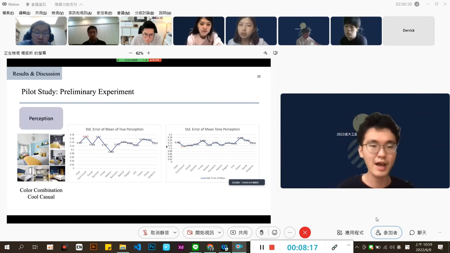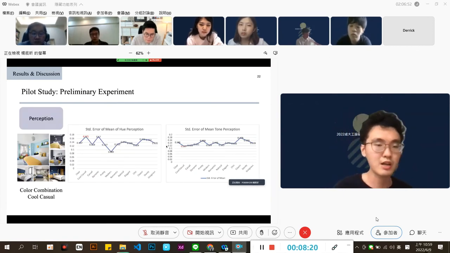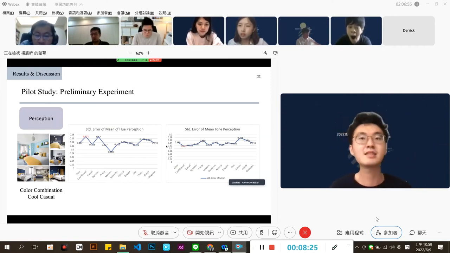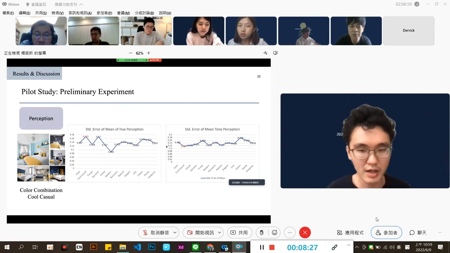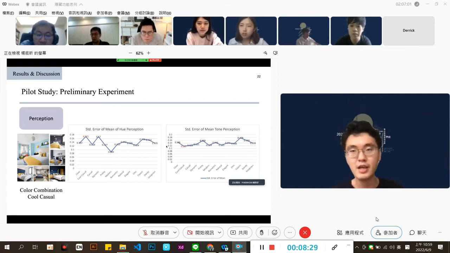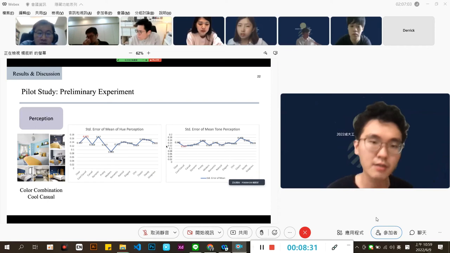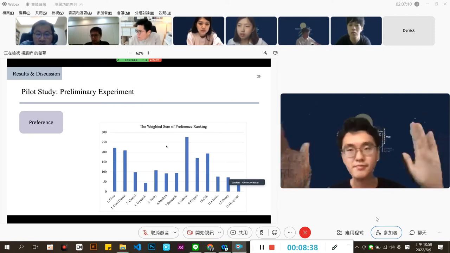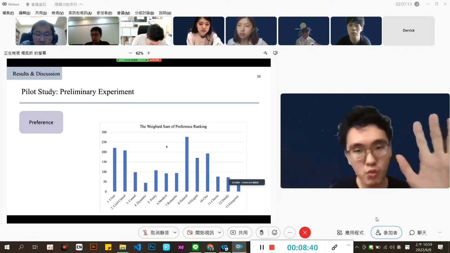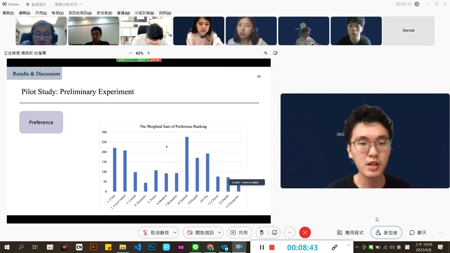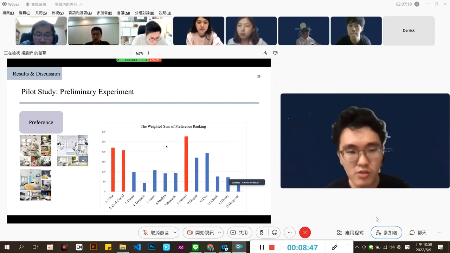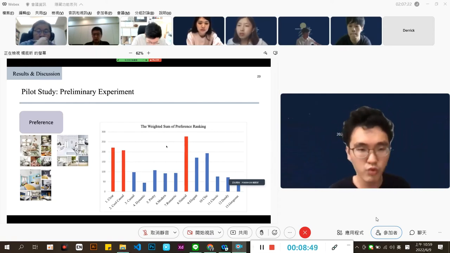And an interesting fact is that when individuals view the color combination Caucasian, the standard deviation of their hue perception is the highest among all the other color combinations, but their tone perception is the lowest. As for the preference part, we transferred the preference ranking from 1st place to 5th place into points, up to 5.21. Based on this, the first 3 preferred color combinations for the total appearance of the guest room are natural, clear, and Caucasian.